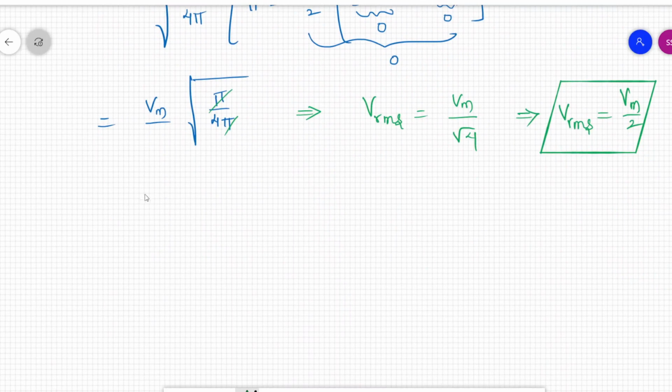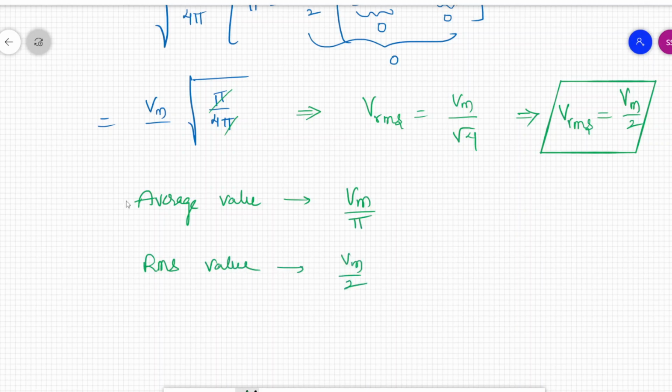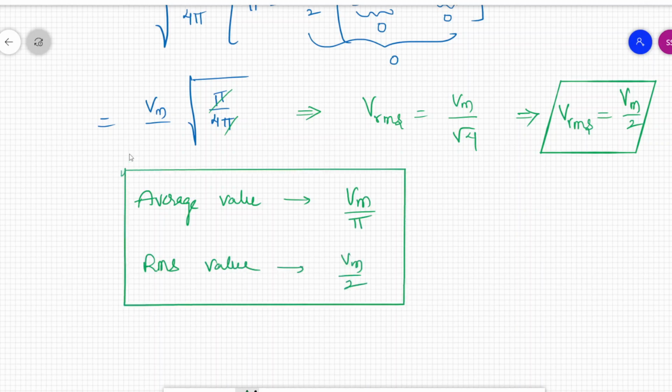So the average value for the half wave rectifier was Vm by pi, and the RMS value is Vm by 2. Okay, so these are important formulas to be remembered. If you are given the peak value as 10, and you are to find the RMS value and average value of your half wave rectifier, you can simply substitute them here and you can find it.